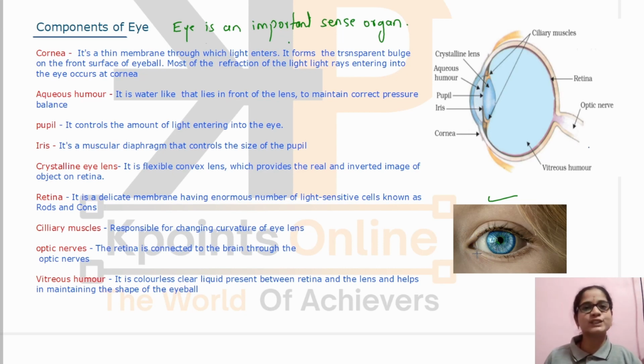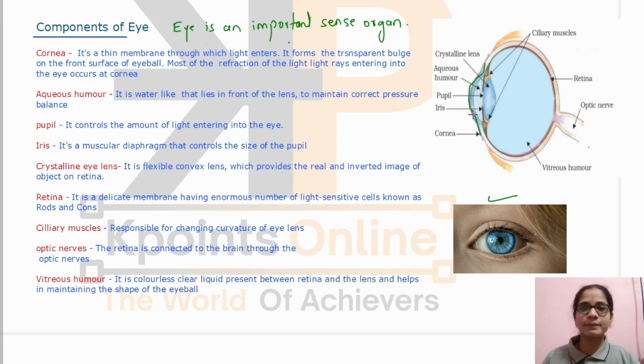But actually the structure of the eye is different. It is spherical in shape. What you are seeing in this picture is the actual structure of the eye. These eyes are located in the sockets of the skull. Actually these eyes are roughly spherical in shape, with some bulge outwards like this. And the outer covering you are seeing is called the cornea.